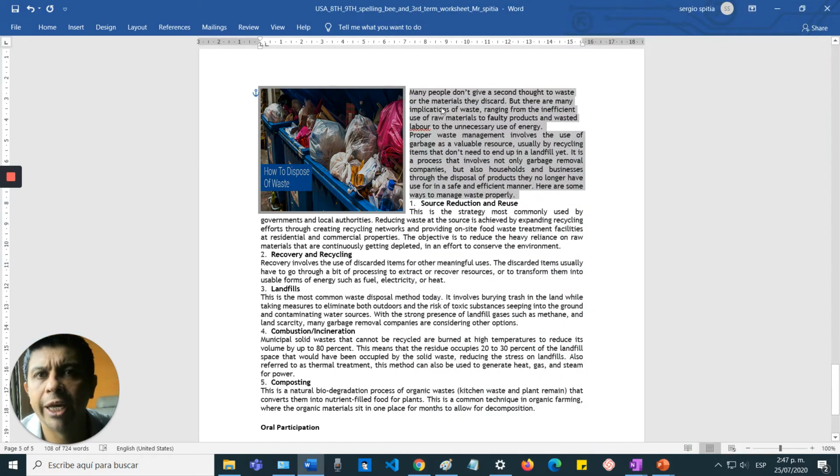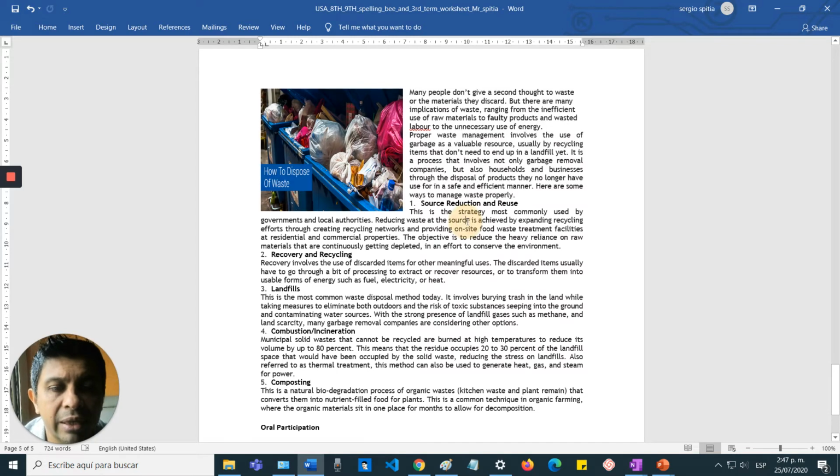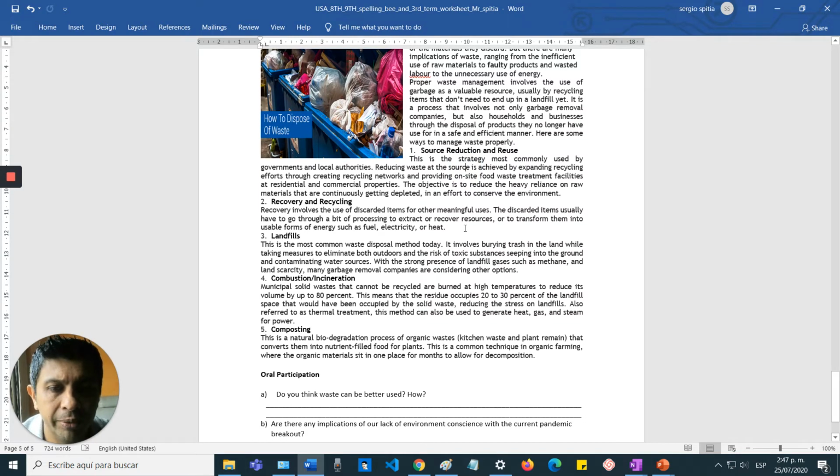And remember, it's not mandatory or obligatory to fully understand the text. The idea is go try to interpret it, analyze some words, and try to find the main idea.